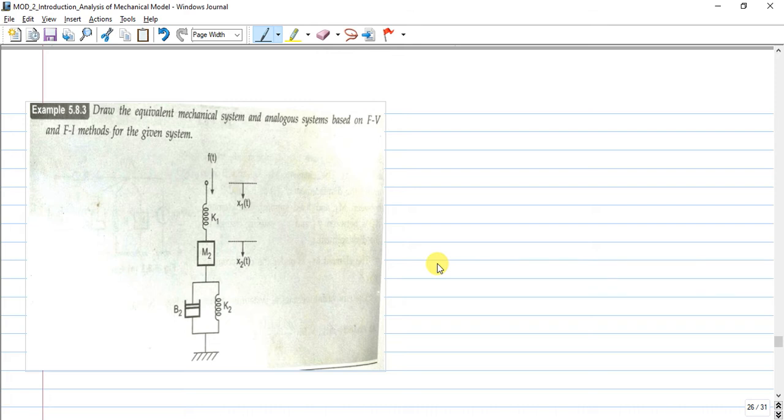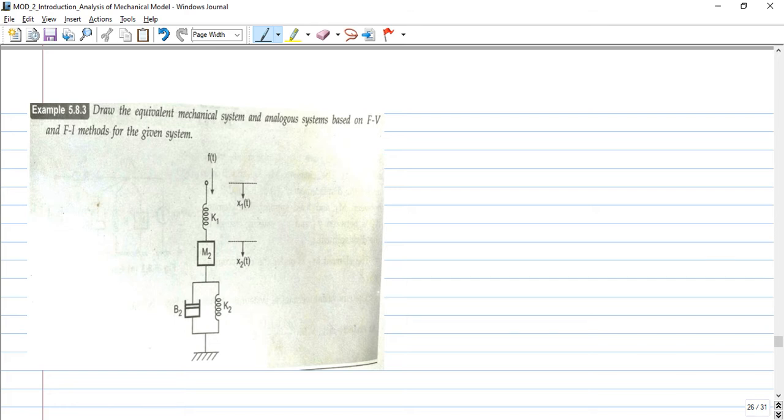I hope you understand the meaning of equivalent mechanical system. Nothing but you should write down the nodal diagram. Okay, so equivalent mechanical system and analogous system based on force voltage and force current methods for the given system. See, for the same system you should write its electrical network concept based on voltage, that is force voltage, and the concept based on force current.